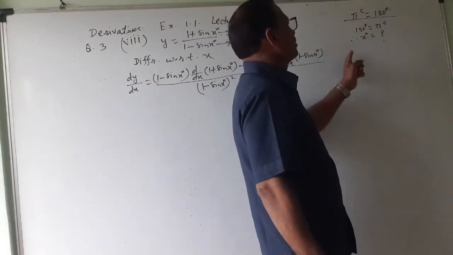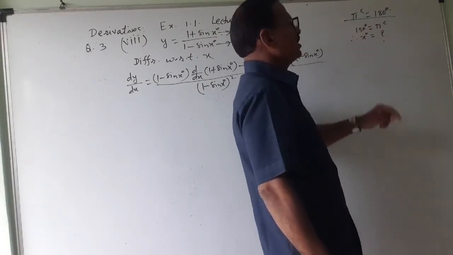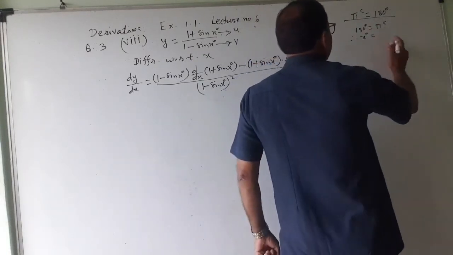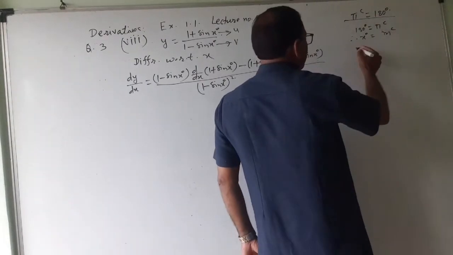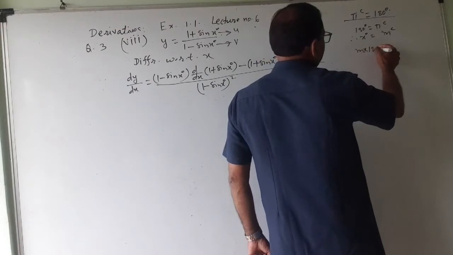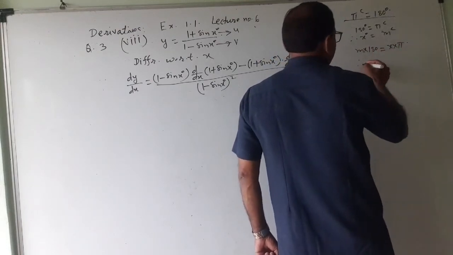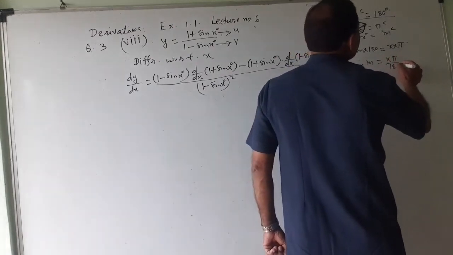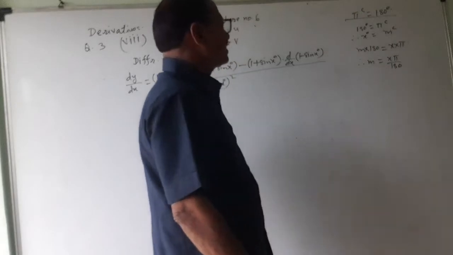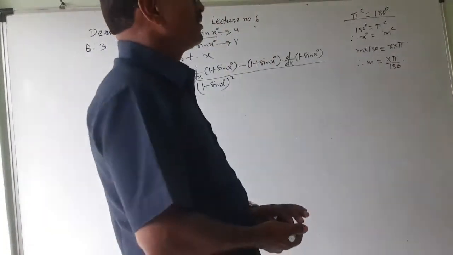How do we solve? Do the cross multiplication. This upon this, you know it. Suppose it comes to m radian. So m into 180 degree is equal to x into pi. Therefore, m is equal to x into pi upon 180. So what I have to do is directly multiply by pi upon 180.